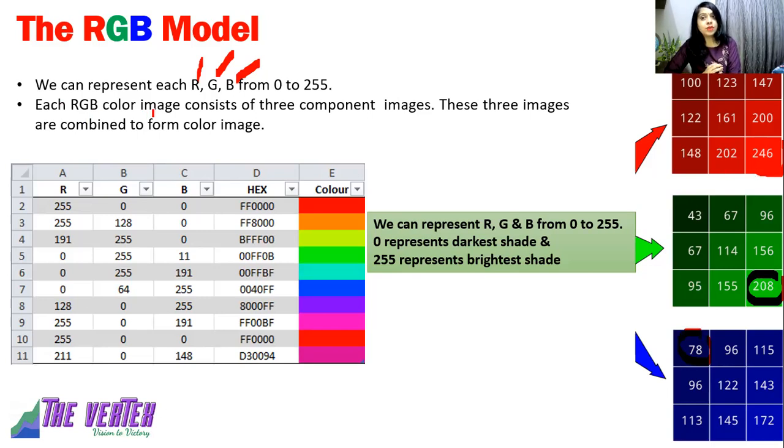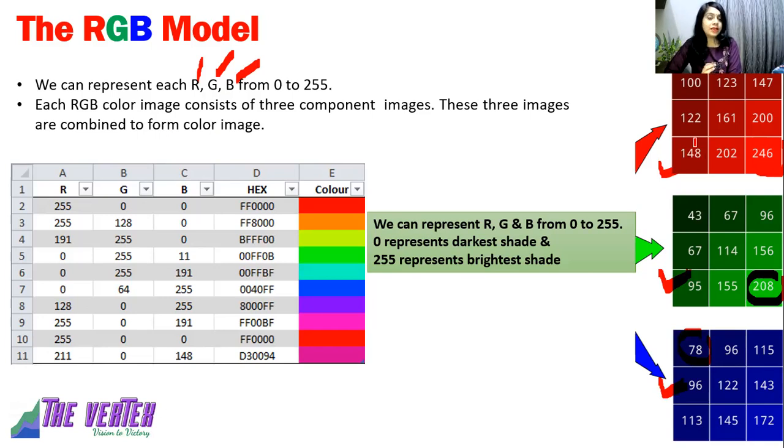So every RGB color image consists of 3 component images. That means every color image is an addition of these 3 images, 1, 2, and 3. That means each color image is an addition of a red plane, green plane, and blue plane. And when we add these 3, we get a color image.